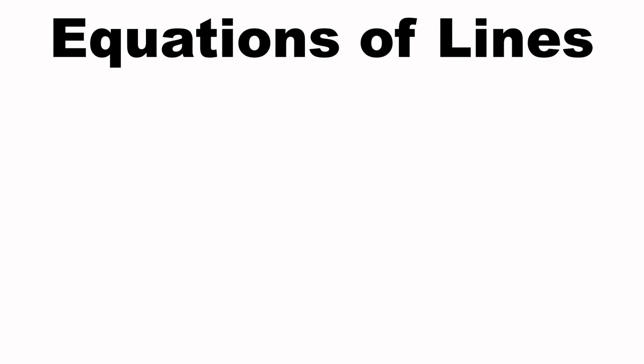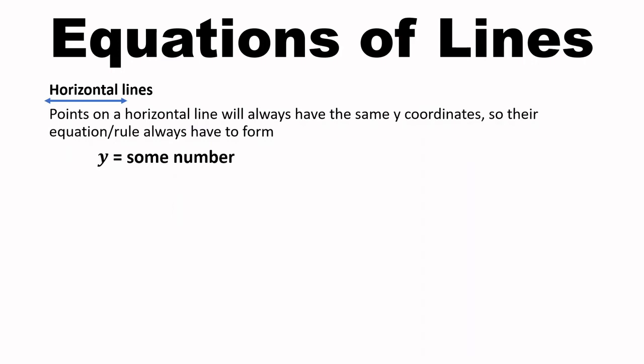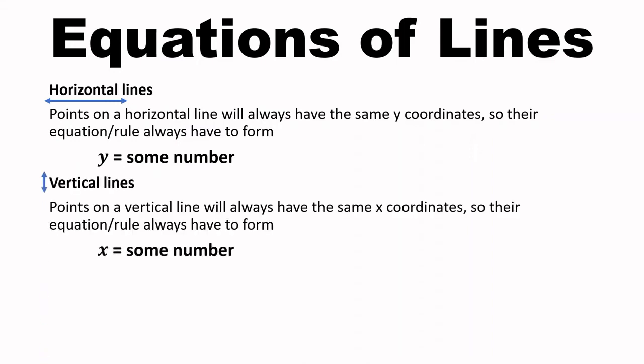In our previous lesson, we mainly focused on horizontal and vertical lines. For horizontal lines, we learned that the points will always have the same y-coordinate. So their equation or rule is always of the form y equals some number, and you need to figure out what that number is. For vertical lines, we learned that the points on a vertical line always have the same x-coordinate. So their equation or rule always has the form x equals some number that we need to work out.